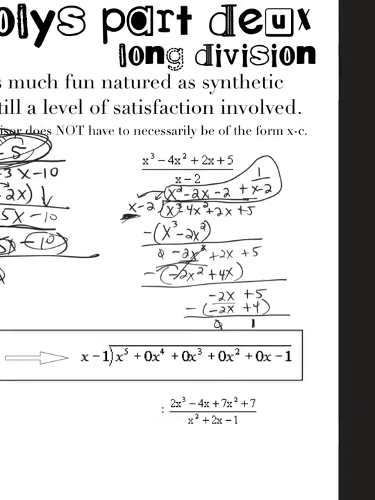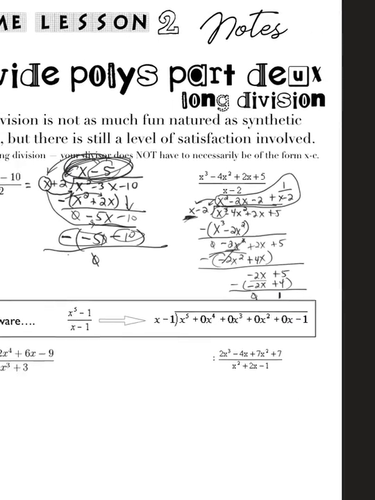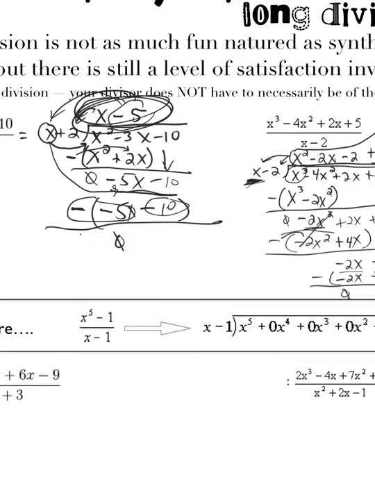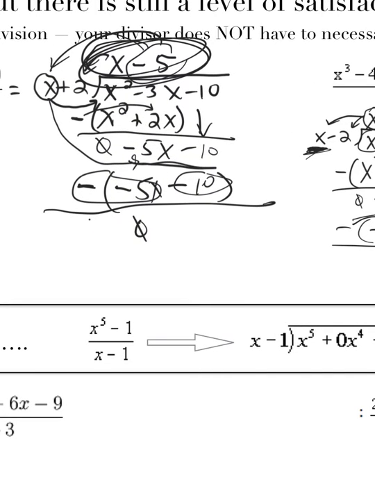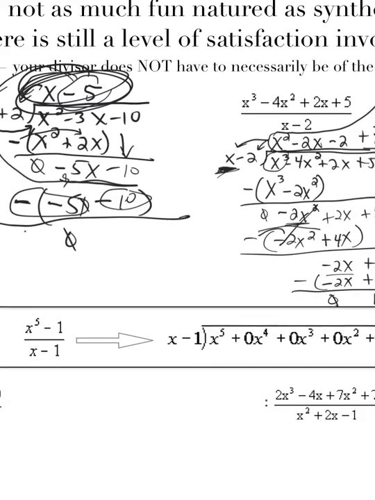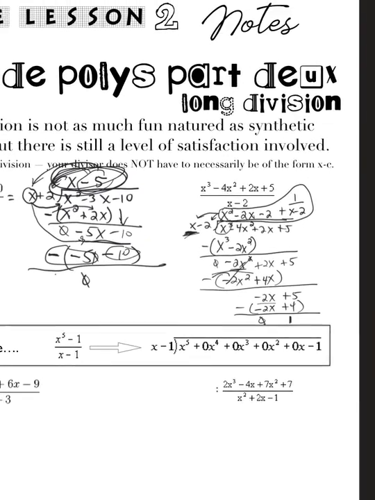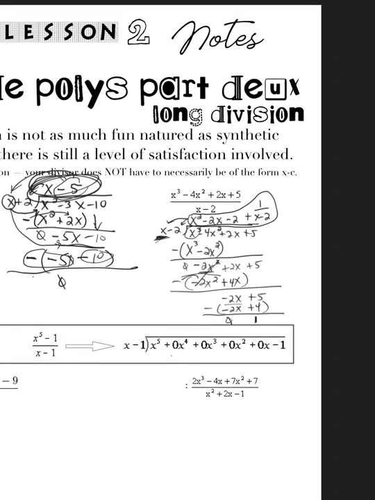One thing that's really important to point out to you is this. If you end up having a problem, for instance, x to the 5th minus 1, that's going to be what I'm dividing into. Remember that you're going to have to put a place for every single step down exponent. I have to be able to account for x to the 4th, x to the 3rd, x squared, and x all the way down until I get to my constant. So that's really, really important.